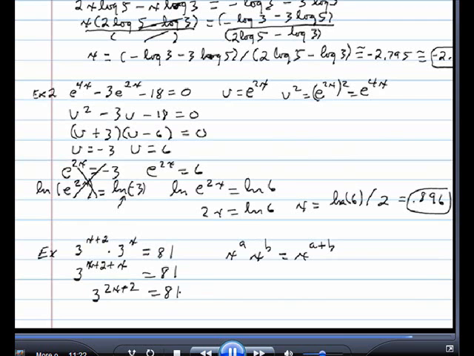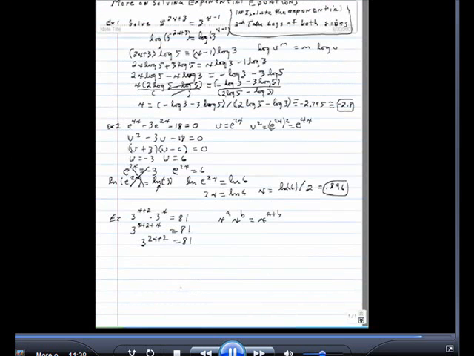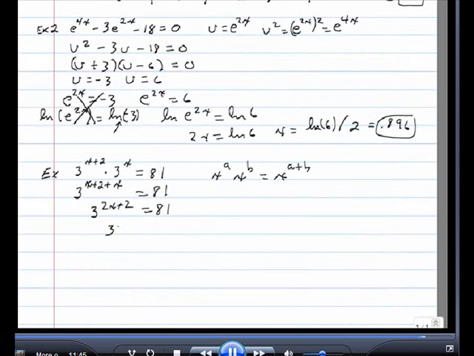Now normally I'd be looking to take the ln of both sides or the log of both sides, and you could certainly do that here and finish the problem. But I observed that 81 is 3 to the 4th power. That is, it's 9 times 9. 9 is 3 squared. 3 squared times 3 squared is 3 to the 4th. So I can rewrite this as 3 to the 2x plus 2 equals 3 to the 4th, and now I have the same exponential base on both sides.